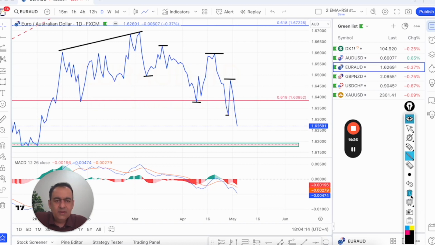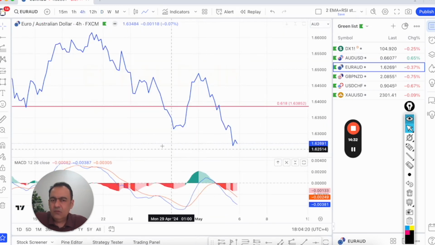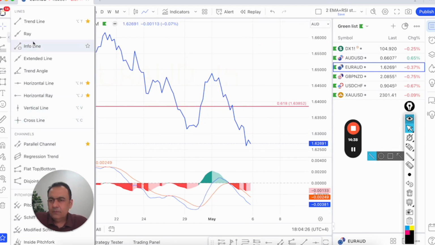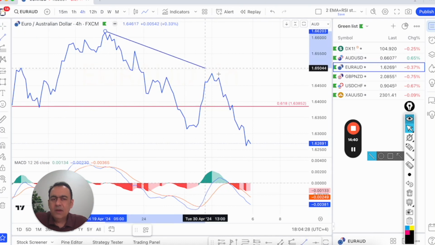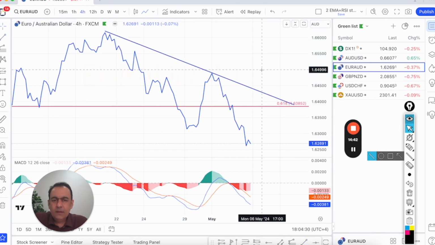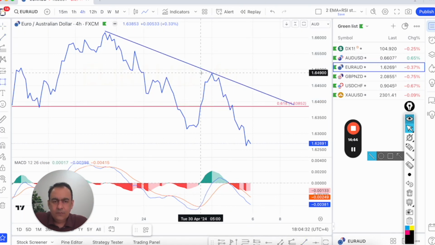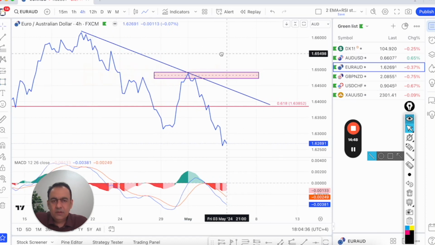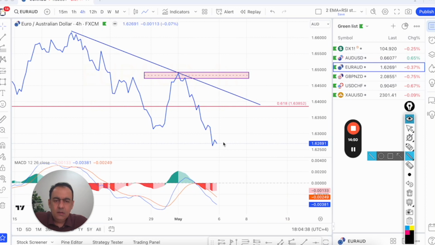So Euro Aussie, the plan is to sell on the rise. Now let's move to 4-hourly chart. Even on the 4-hourly chart, I do not see any signs of exhaustion. In fact, I'm going to plot a bearish trend line here, and if the sellers remain in control, then it may pull back during the week.